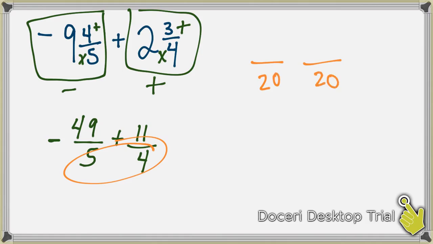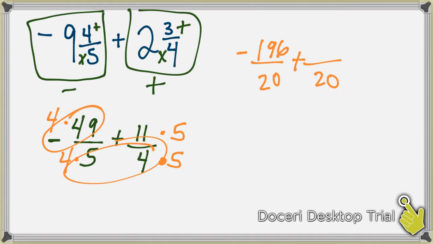All right, so 5 times 4 is 20. I have to multiply the top by 4. 49 times 4, well, I know 50 times 4 is going to be 200, so that makes it 196, I believe. 49 times 4, yeah, it's going to be 196, but it was a negative 49, so 4 times negative 49 makes that a negative 196. All right, and then 4 here, multiply that by 5 to get 20, and multiply that by 5, so 11 times 5 is 55. So the denominator is going to be 20.